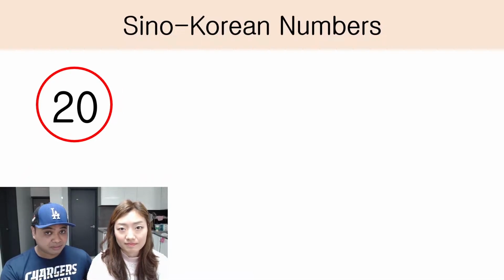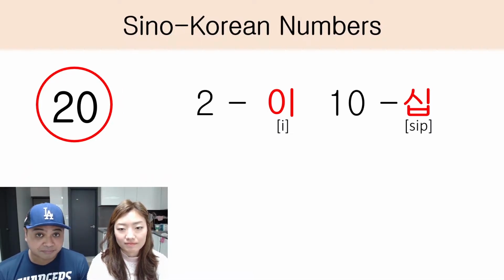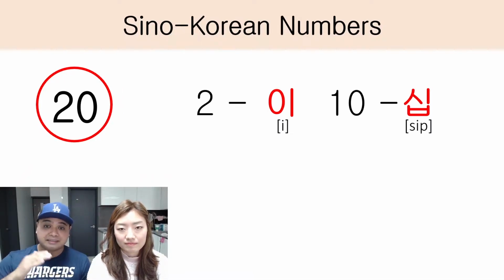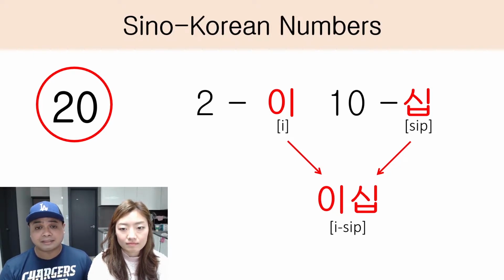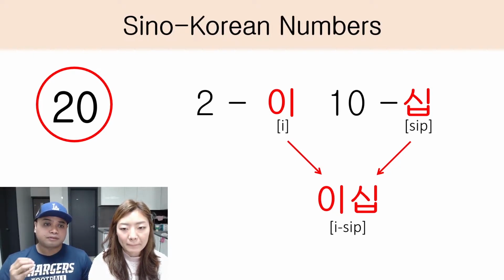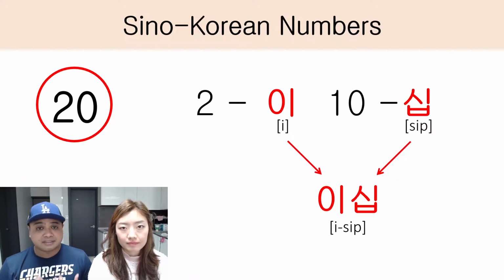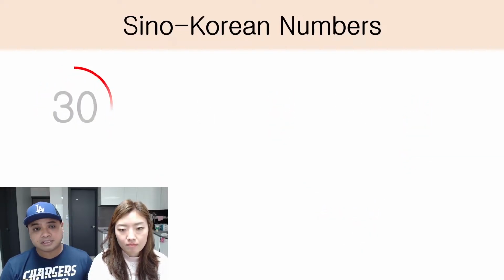So to say 20, we need to break it down. We need to say 2 and then 10. We're literally saying there are two tens. To say 2 is i, and then 10 is ship. So you put them together, and you get ishib. Simple as that. So just remember, when you need to say 20, you need to say the 2 first, and then the 10. You're saying there are two tens. So ishib.